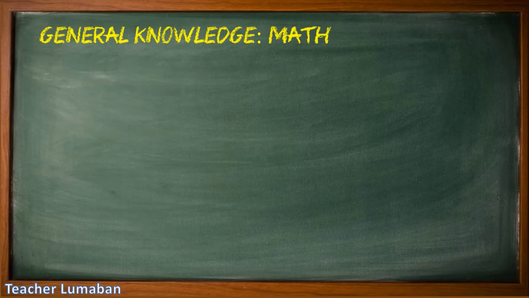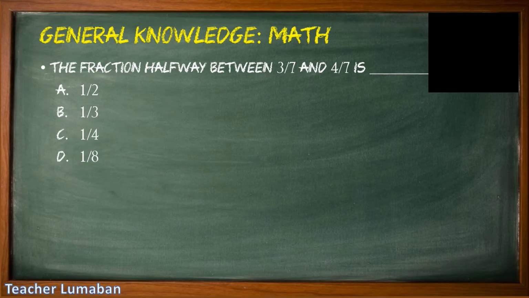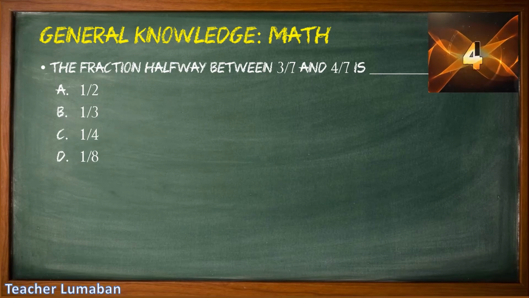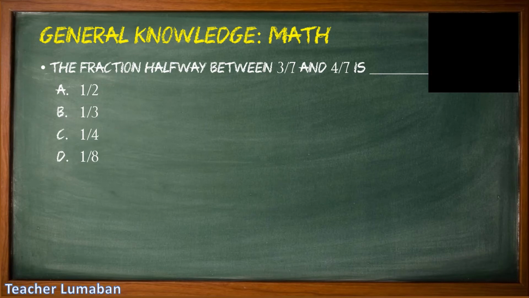The fraction halfway between 3 over 7 and 4 over 7 is blank. Letter A, 1 over 2. Letter B, 1 over 3. Letter C, 1 over 4. Letter D, 1 over 8. Please answer in 5, 4, 3, 2, 1.